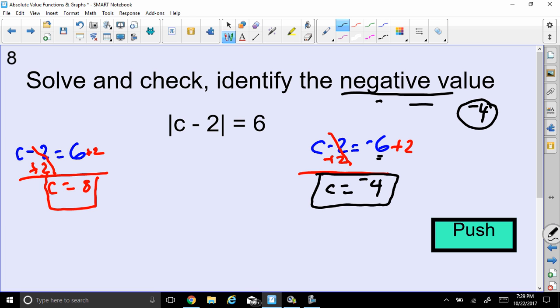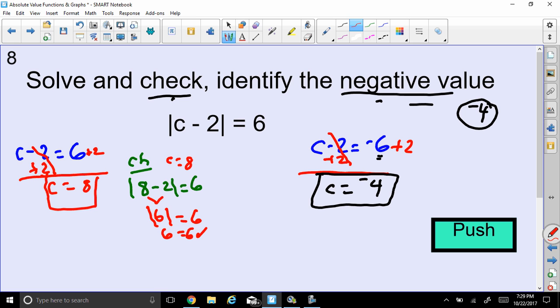Now, it said check. So let's check this to see if this is right. So let's go back to this problem. Absolute value of C minus 2 should equal 6. Well, let's see, 8 minus 2 equals 6, and put that in absolute value, so that it should equal 6, and the absolute value of 6 is 6, so it does check out when C is equal to 8. So that does check.